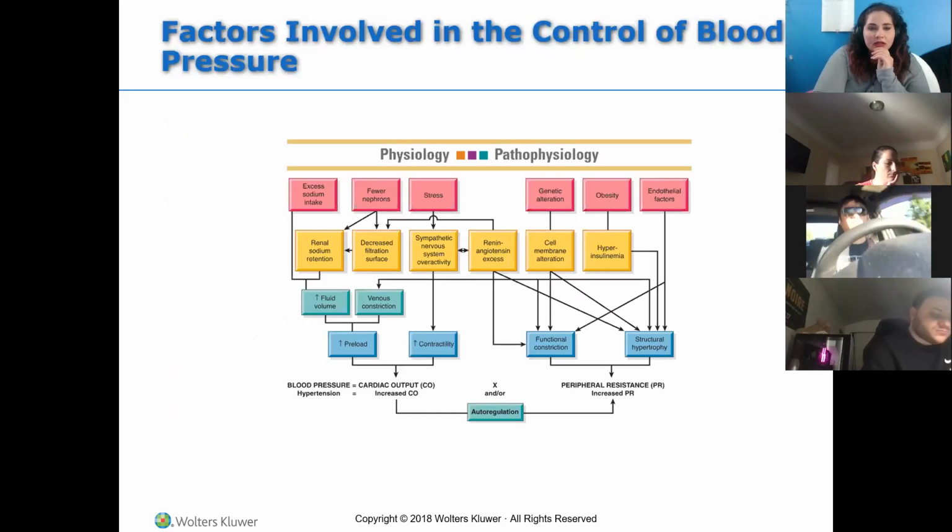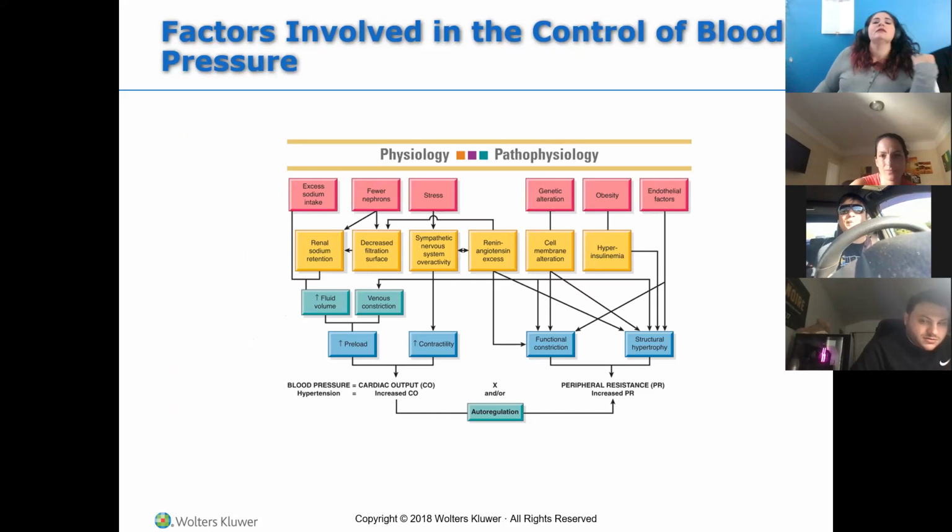Okay. Factors involved in the control of blood pressure. You have things like excess sodium, stress, obesity, endothelium factors, genetic alterations, and fewer nephrons. What are nephrons? Aren't they the cells in your brain? The kidney. Kidney function. I have that in my head, like mitochondria is the powerhouse of the cell. That's how I know nephrons. Being part of the kidney.